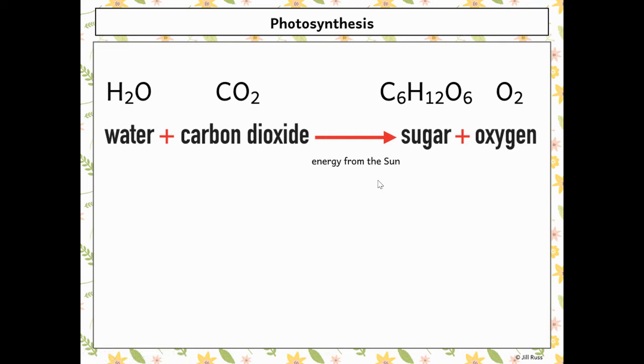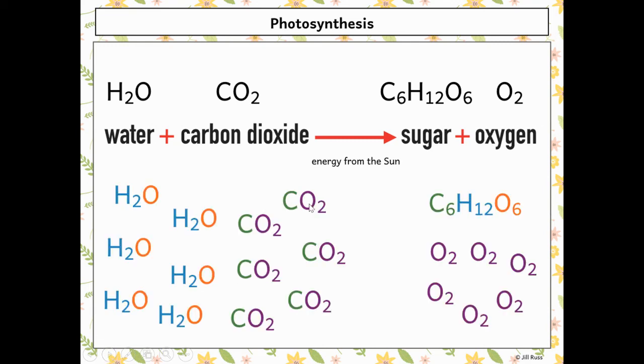Each letter stands for an ingredient or an element. And then the numbers are how many are included. So water has 2 hydrogen and 1 oxygen. Carbon dioxide has 1 carbon and 2 oxygen. So this is kind of a picture of it all floating around and how it comes together to make photosynthesis.